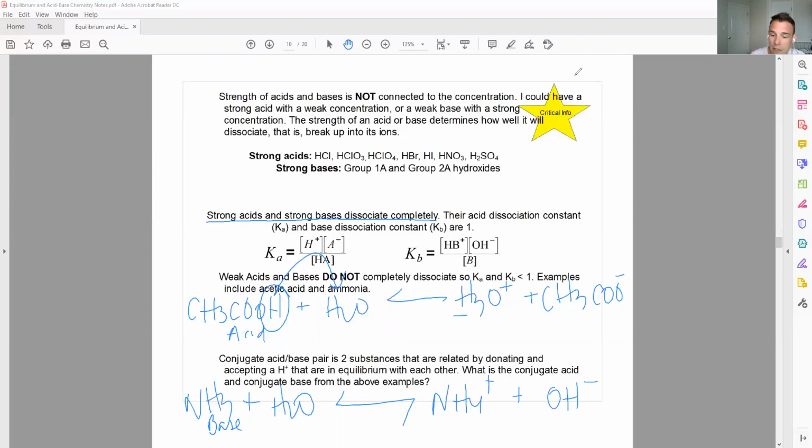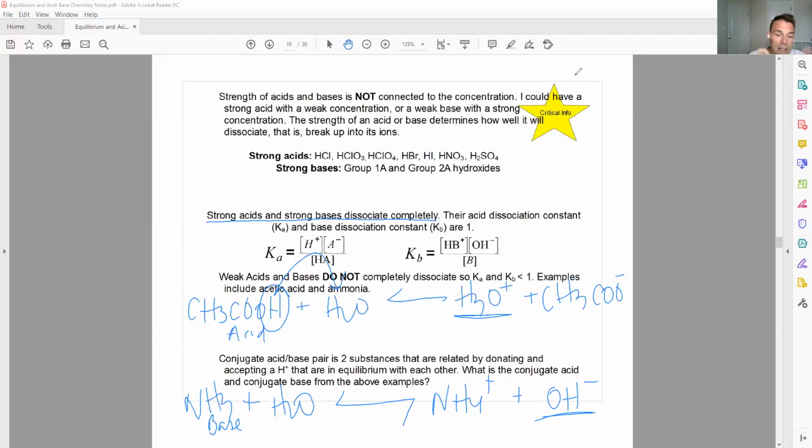So this is how I know it's an acid and a base. For acetic acid, you're going to get hydronium. For ammonia, you're going to get hydroxide. Okay. So conjugate acid-base pairs are two substances that are related by donating and accepting a hydrogen and that are in equilibrium with each other. So we can do that for these examples.